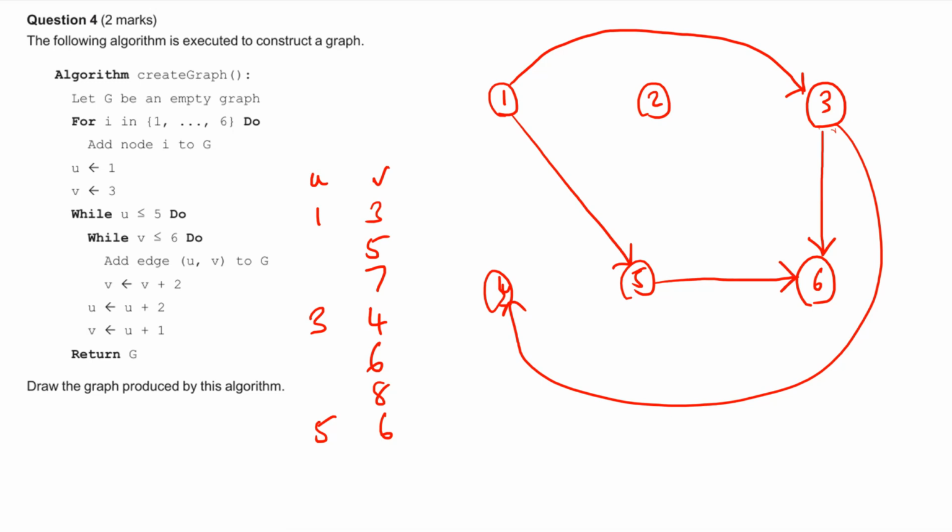And what do we do? We do v equals v plus 2, which makes it 8, so that breaks the inner while loop. u is less than or equal to 5, so that's fine. So u equals u... Well, actually, we're not asking the question yet, are we? We're just continuing on. So u equals u plus 2, which is 7. v equals u plus 1, which is 8. We're back to the top of that while loop, and that condition is now not satisfied. So we have our final graph.